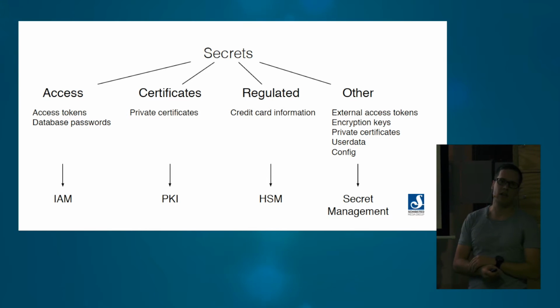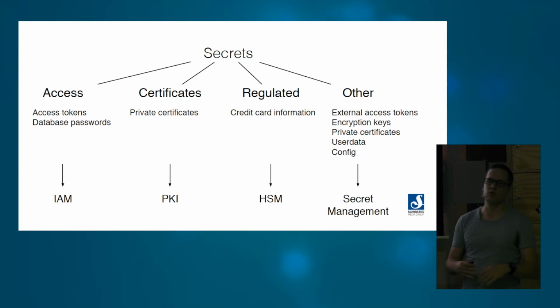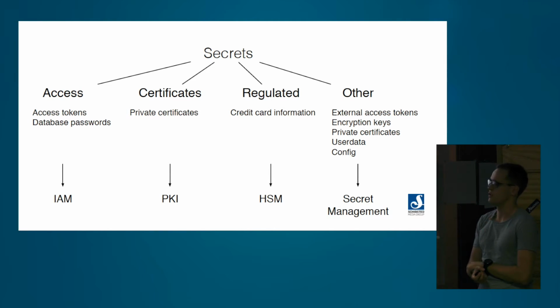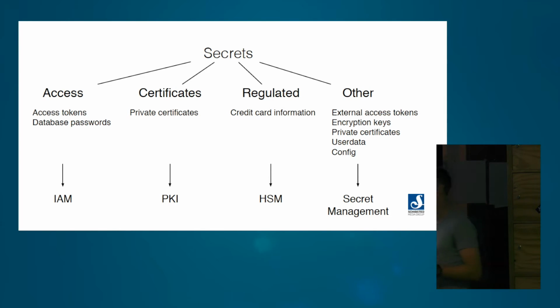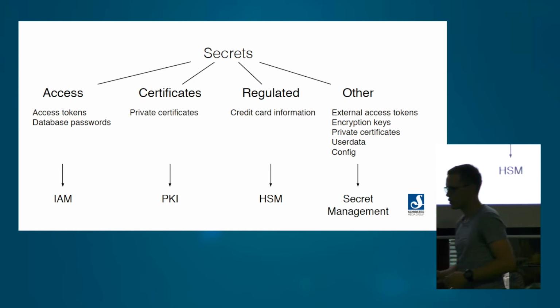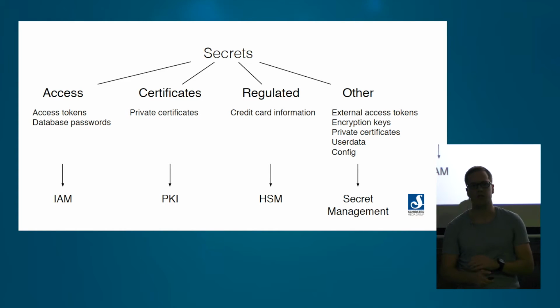So it might be access to databases you don't control. It might be encryption keys. It could be for JSON web encryption. And again, private certificates. It could be user data, it could be config. So it might not be strictly confidential, but you might want to keep it secret.